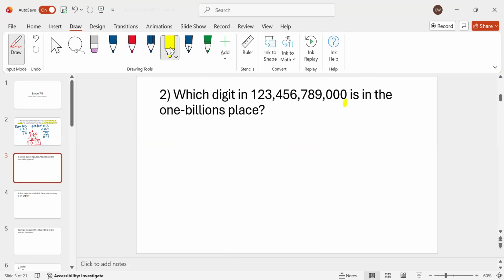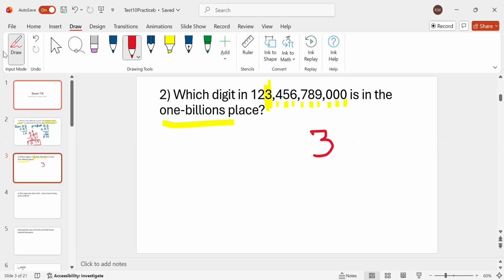This is the ones place. This is the tens place. This is the hundreds place. This is 1,000s, 10,000s, 100,000s, 1,000,000, 10,000,000, 100,000,000, 1 billion. That's what we're going for. So right here would be the digit. So the answer on that one would just be 3.